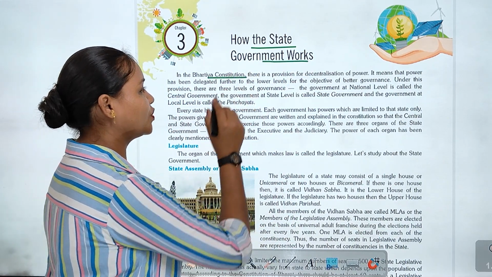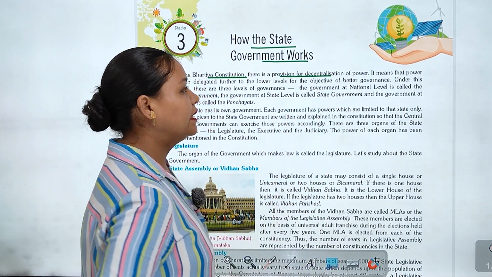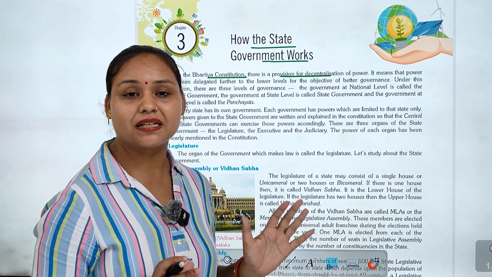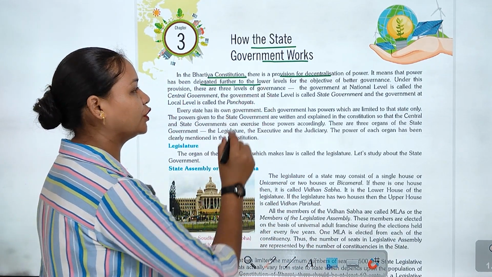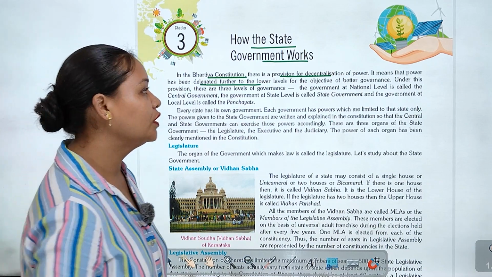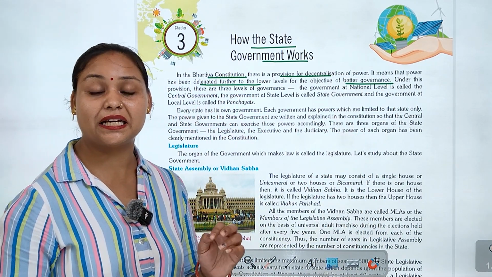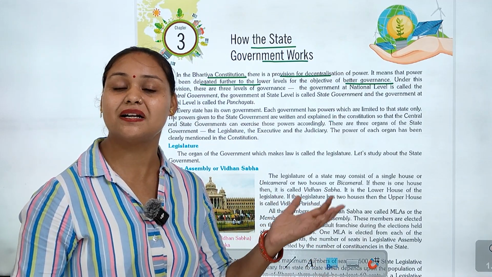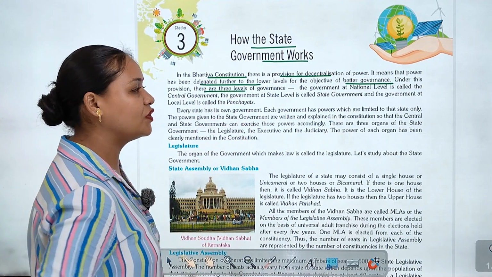In the Bharatiya Constitution there is a provision for decentralization of power. जब केंद्र सरकार को सत्ता मिले, it means that power has been devolved further to lower levels for the objective of better governance. तो उन्हें ऐसा लगने लगा कि एक अच्छी सरकार उनके हाथों में है, अर्थात वो एक अच्छी सरकार का निर्माण कर सकते हैं. Under this provision, there are 3 levels of the government.